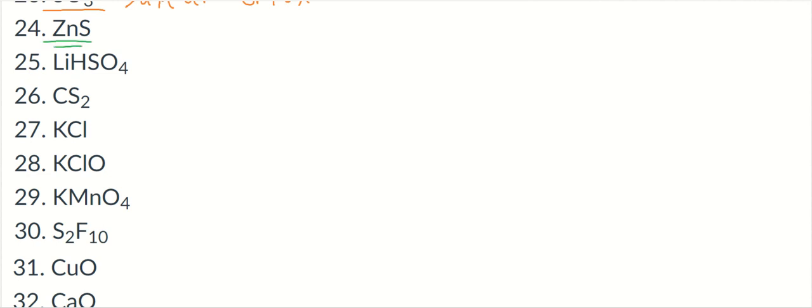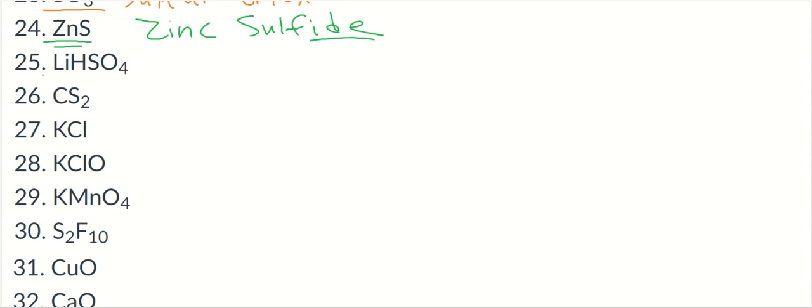Okay, zinc. That is a transition metal, but that's always going to have a 2 positive charge, so no need to worry about figuring out the charges on this. So just write the full name of the cation, zinc. And sulfur, we're going to change the ending to IDE.